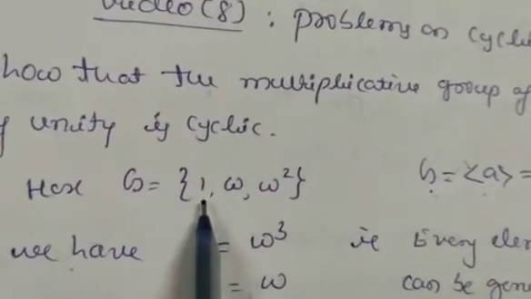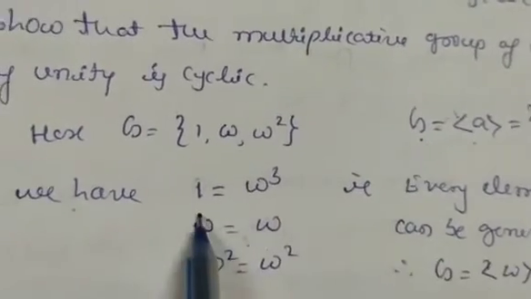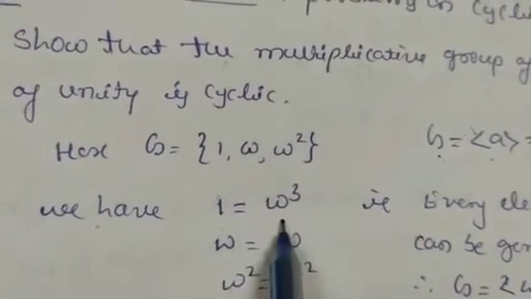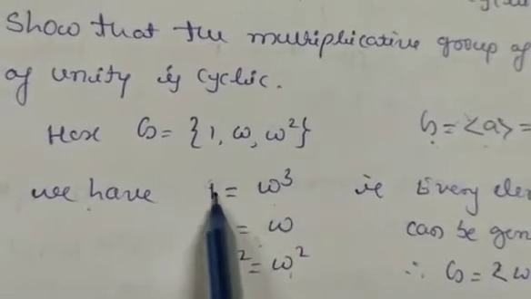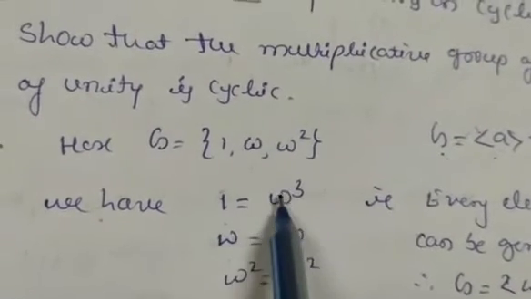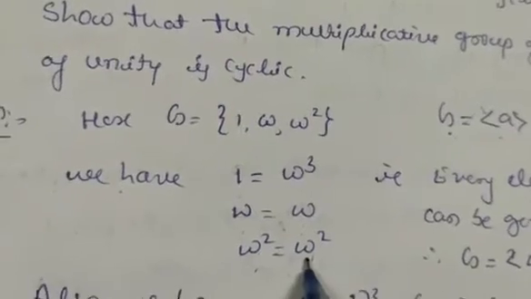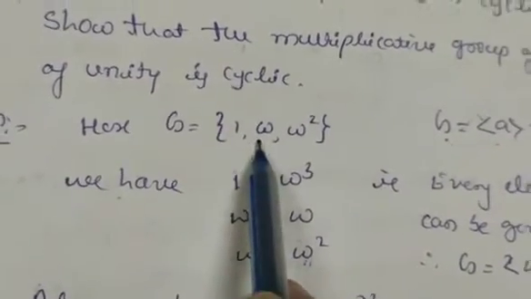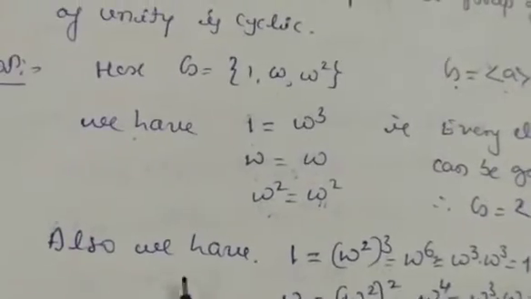So here all the elements of this G are generated by what? By omega, because 1 is omega cube, omega is omega only, omega square is omega square. That is, all the elements 1, omega, omega square of G are generated in terms of powers of omega only. Therefore G is a cyclic group generated by omega.